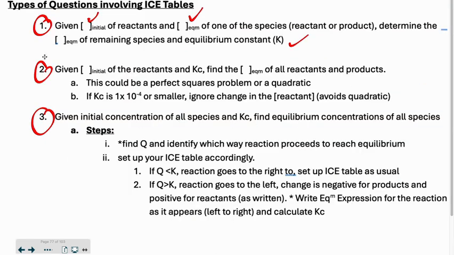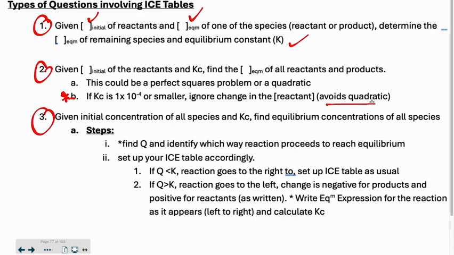The second type of question here is if you're given the initial concentration of the reactants and Kc, and you're asked to find the equilibrium concentration of all reactants and products. This can be a little bit more difficult in the sense that it will involve a little bit of math. However, there's two types of problems that we can categorize here. Number one, we can run into a question that's like perfect squares. I'll show you an example of that. And then we have another one where you might run into a quadratic. So here we have a little bit of a loophole. If your Kc value is very small, if it's 1 times 10 to the negative 4 or smaller, we can ignore the change in the concentration of the reactant.